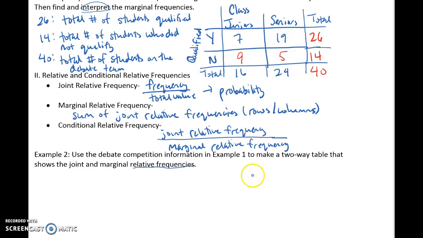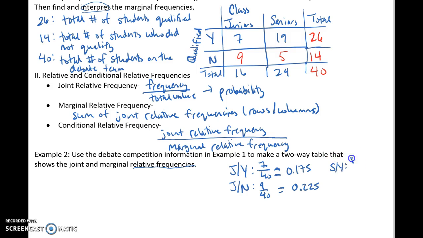So the probability of juniors and yes, actually, let me just do this here. So juniors who made it, 7 over the total, 40. Rounding to the nearest hundredth, or actually, this goes evenly, so this will be 0.175. Juniors who didn't make it, 9 out of 40, and that's going to equal 0.225. Actually, I can't read my own handwriting.